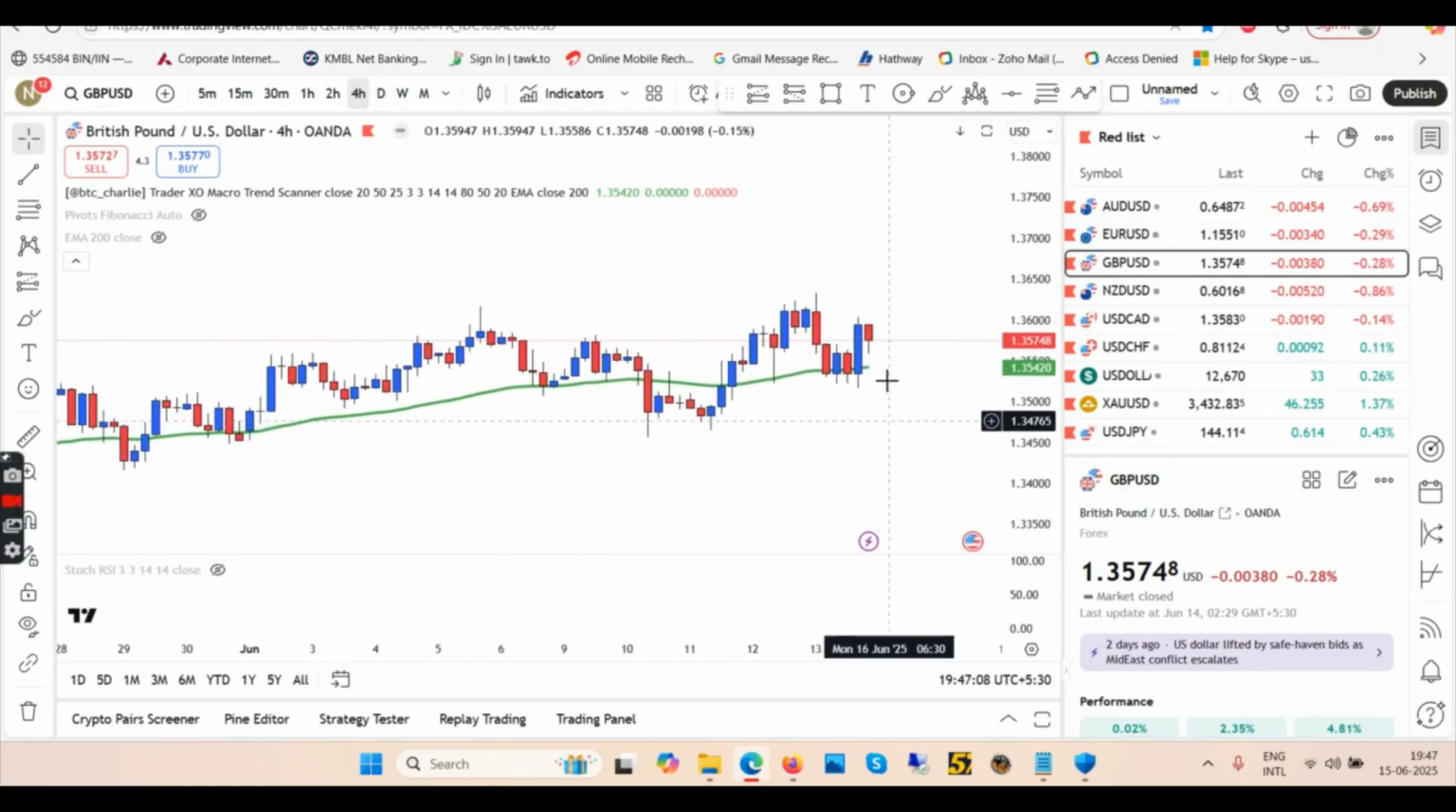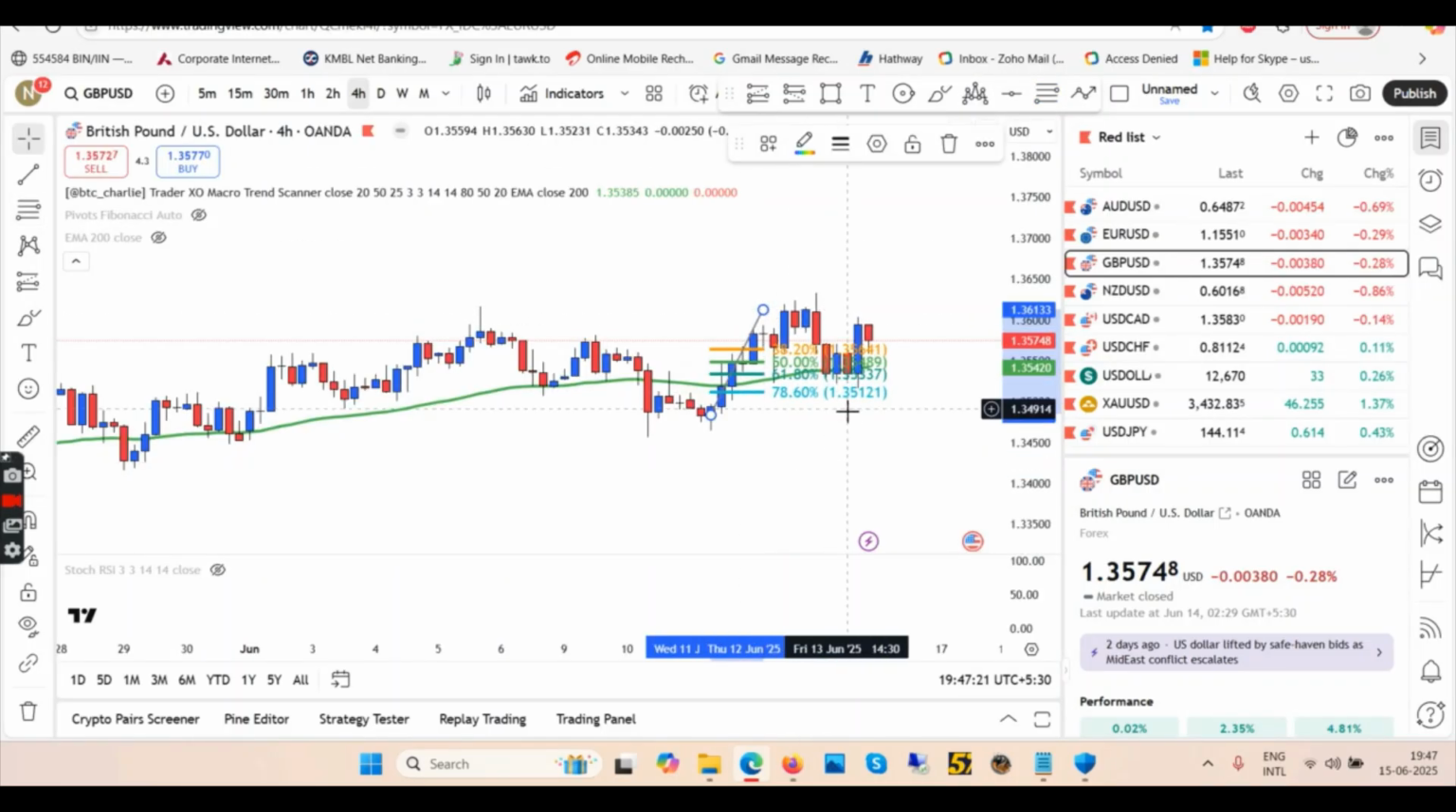In the 4 hour we have rejected the EMA and then we had a breakout. You can see this was a new high and then we took a pullback. This was the uptrend. If I use my fib levels, right here, this was the uptrend. As you can see, we came to 61%. From 61% we had a breakout and then we took a pullback.